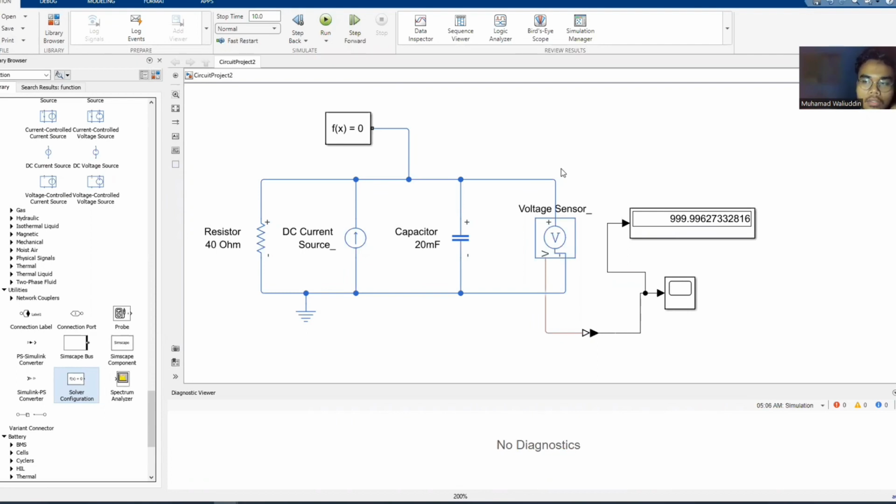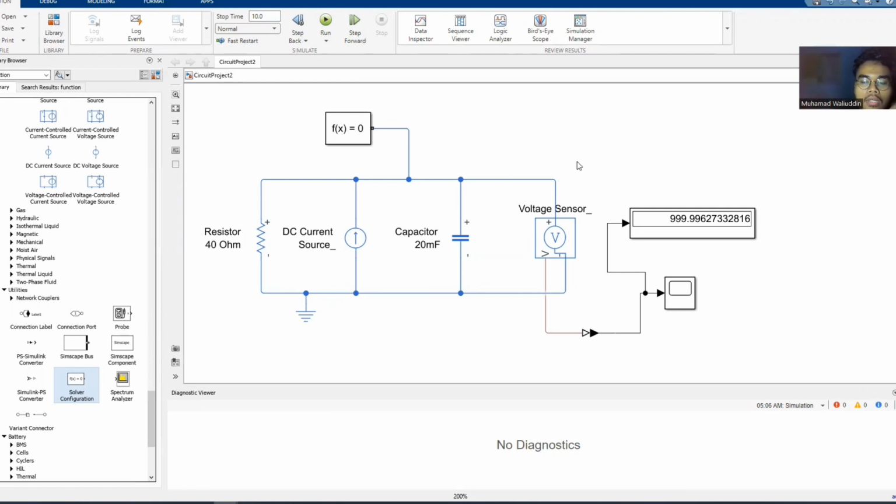And so this is our circuit according to the question that has been given. So this is the RC circuit with a DC current source. So this is the current source. So the value for the resistor is 40 ohm and the capacitor is 20 millifarad.